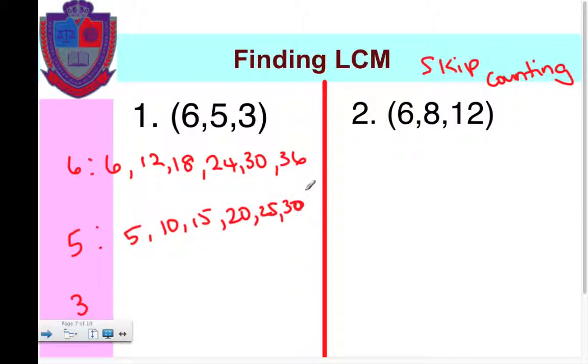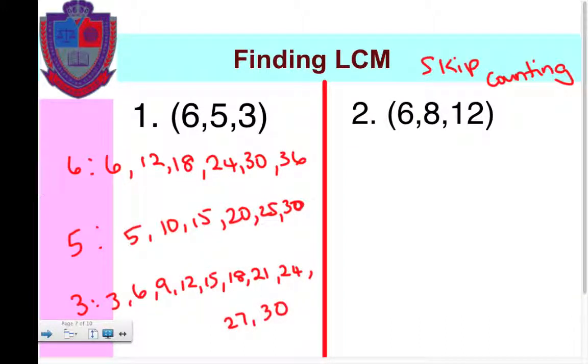And I'm not going to go anywhere else because I already see that they have something in common. So let's go 3, 6, 9, 12, 15, 18, 21, 24, and I'm going to continue here, 27, 30. Whoops, I saw that they have something in common. There I have a 30, here I have a 30, here I have a 30. So my LCM of this is 30.